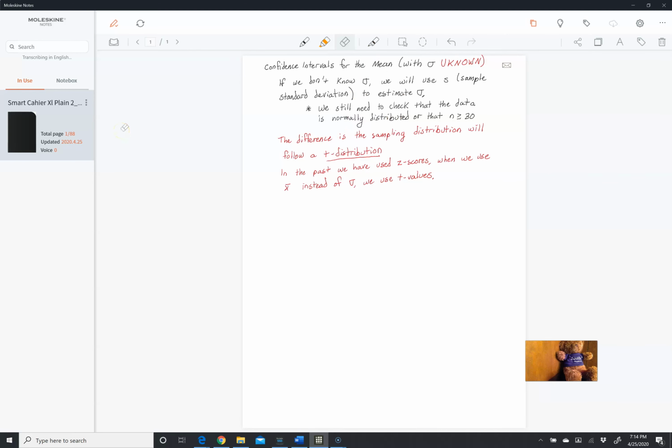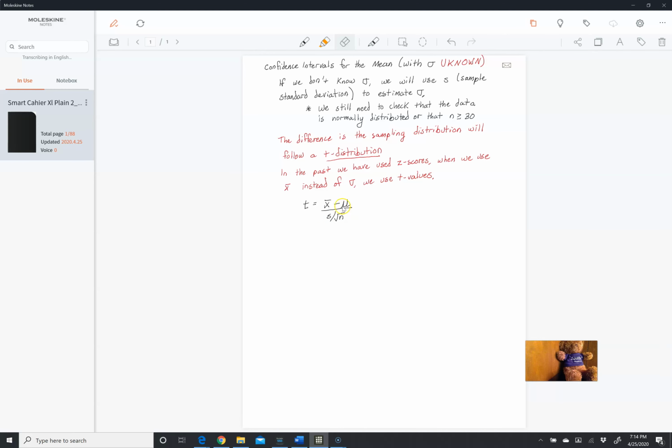First, let's talk about what a t-value is, right? So t, it's just like a z-score, okay? The only difference is instead of dividing by sigma x bar, okay, we divide it by s x bar. So s x bar is the same thing as sigma x bar. It's s over the square root of n.